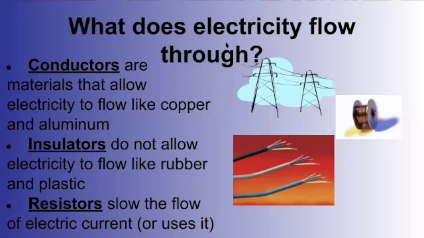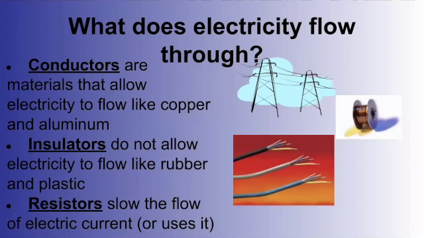So let's talk about what electricity flows through. When we were discussing heat, we talked about conductors, which could easily let heat pass through them, and insulators, which do not easily let heat pass through them. So for example, maybe an iron pan would be a good conductor. Heat passes through it very easily, and that's why we use it to cook. And then an insulator would be like an oven mitt.